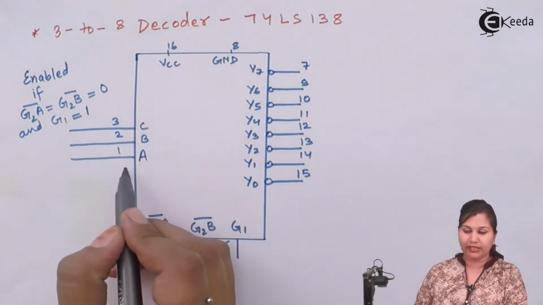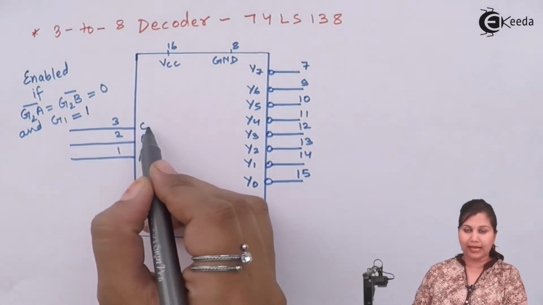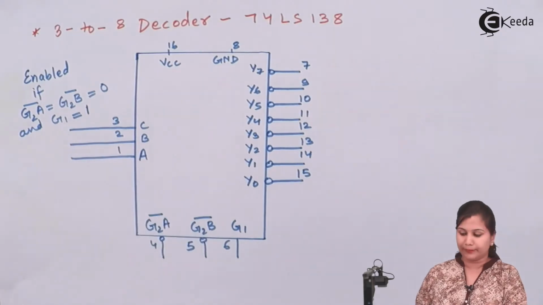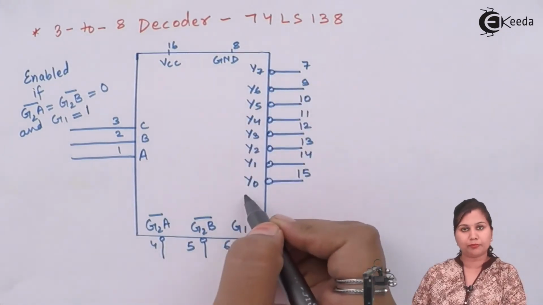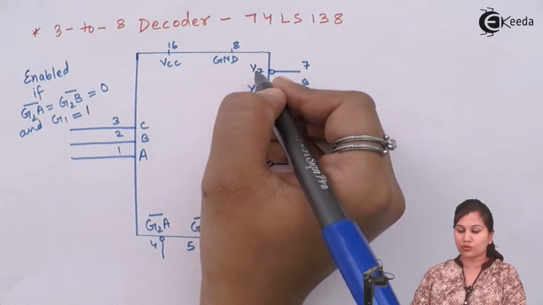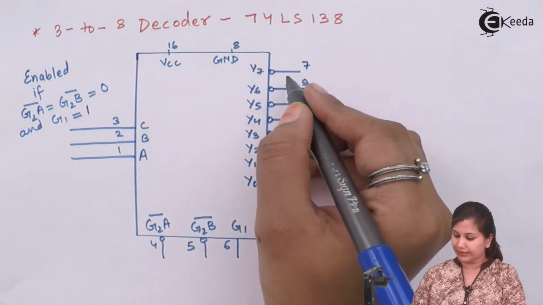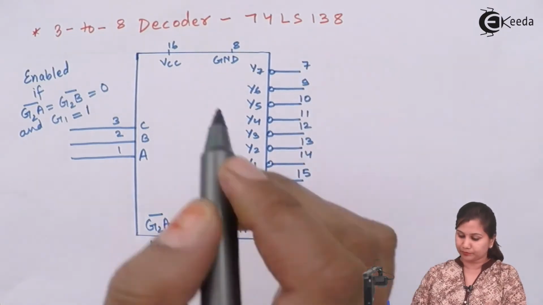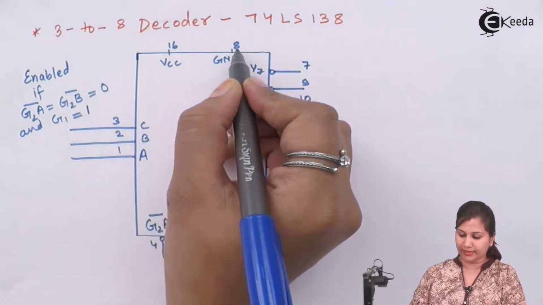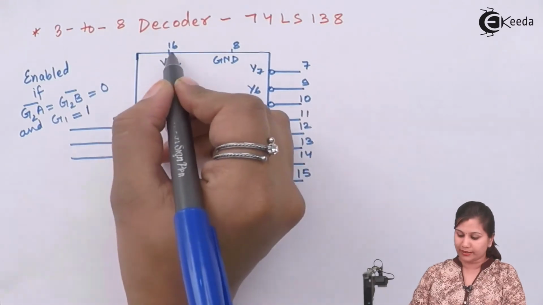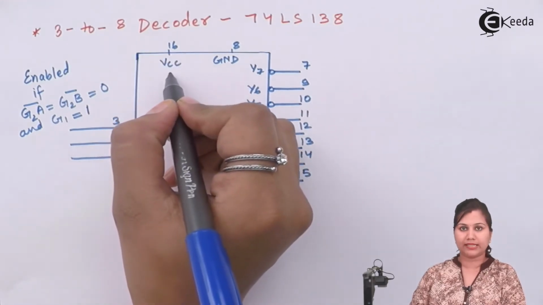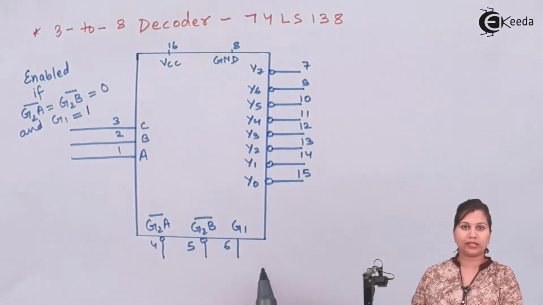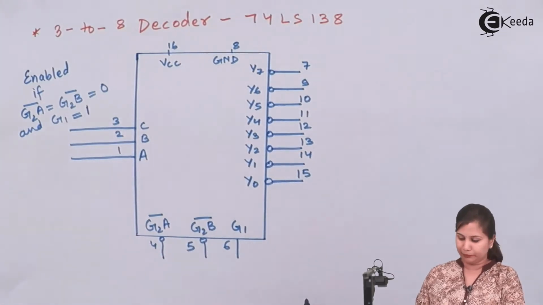It has three input lines A, B and C, which are connected at the pins 1, 2 and 3. And we have the 8 output lines from Y0 to Y7, and these 8 output lines are connected at these pins. Then at pin number 8 we have the ground. Then at 16 we have the VCC, that is the power supply. And at 4, 5 and 6 we have the 3 enable input lines.